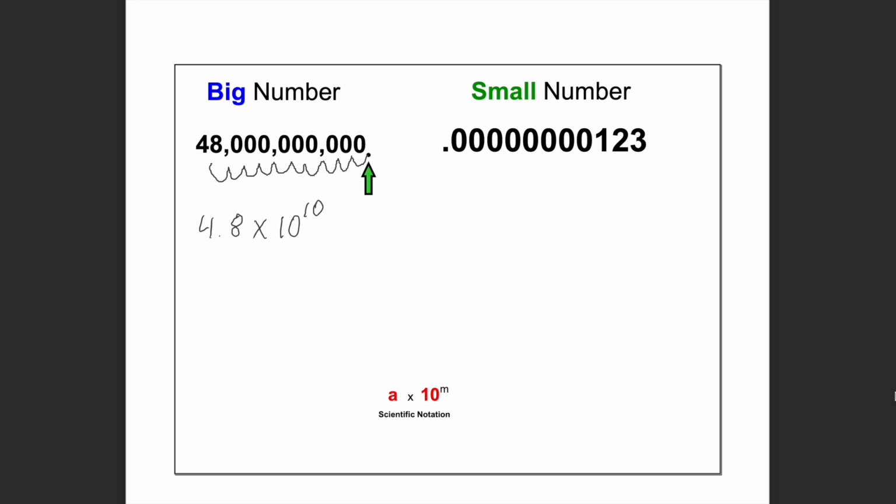For small numbers, we do the same thing. We take the decimal point and we want to move it to make the number between 1 and 10. So in this case, we want to move it after the 1.